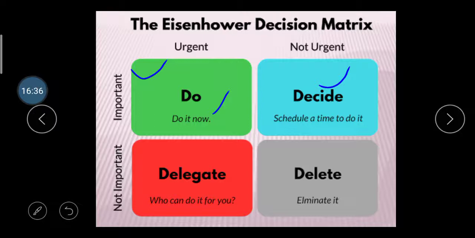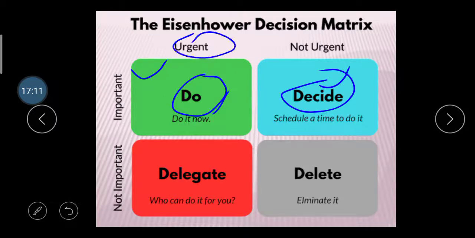In the organization this type of thing happens too. First of all you have to purchase. Purchasing is very important for your organization. If you cannot purchase the raw material, then how can you produce the product? So for the production activity you have to purchase the raw material. It is urgent, so you have to do it. And if you have stock in your godown, in the store, then you can schedule it. Okay, I hope you can understand it. Then not important and urgent. Okay, so you have to delegate.